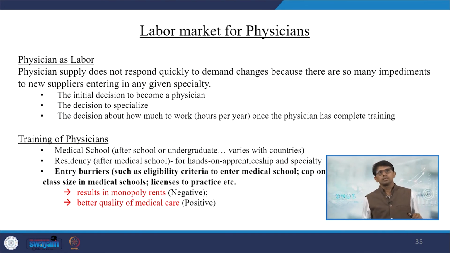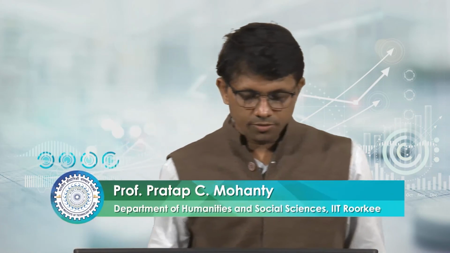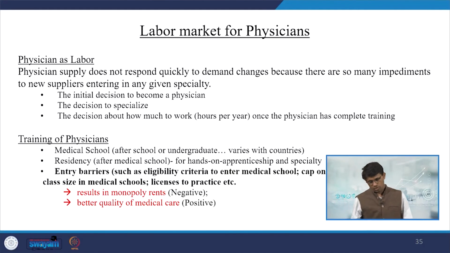Other indicators such as wage rate and the labor market for physicians are very essential. This helps in deciding the initial decision to act as a physician, the decision to specialize, and the decision about how much work to do once the physician has completed training. But you know that training requires more time, and the demand in the market may not be caught up to by the supply because of the training period.